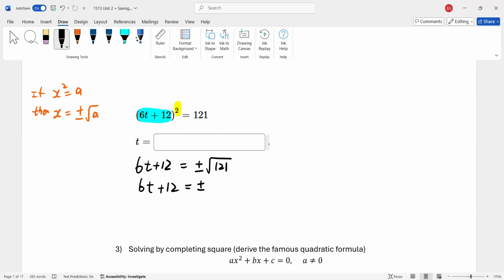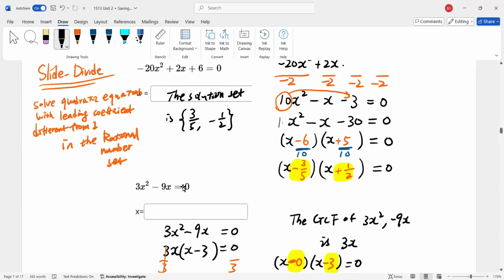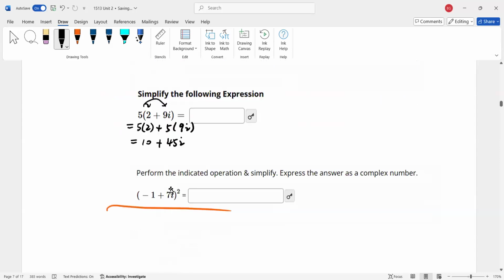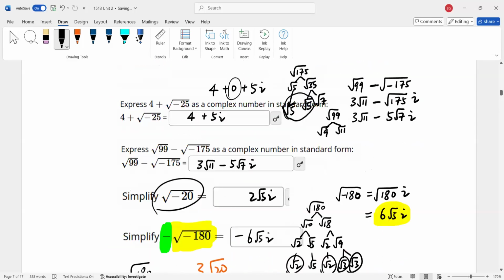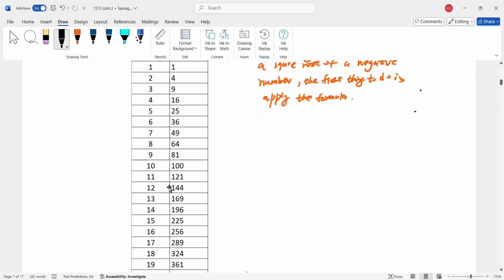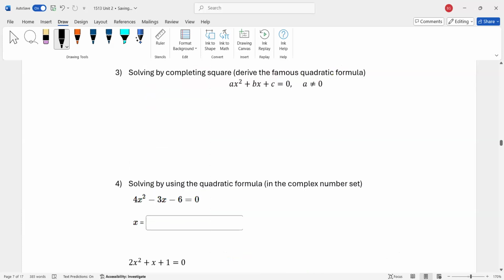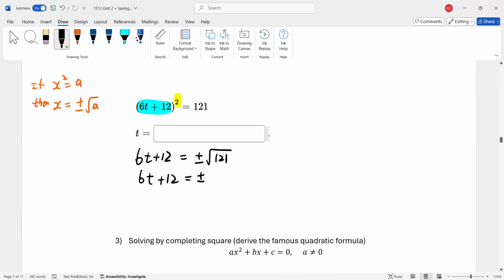We know the square root of 121 is what? Do you remember? The square root of 121. Okay, if you remember that, next time I'm not going to scroll up and scroll down. You see 121 is one of the numbers. 121 is the square of 11, right? Okay, let's go back. Square of 11, so 11.